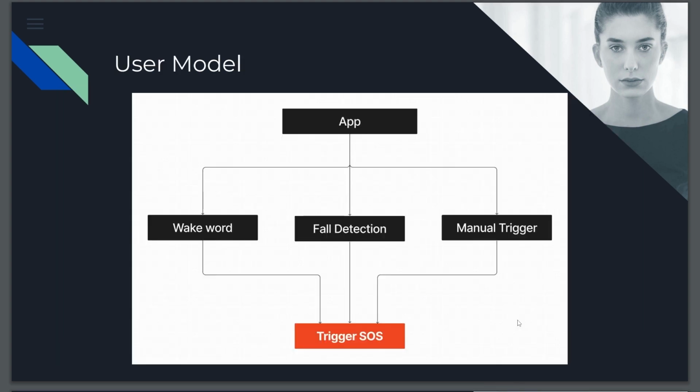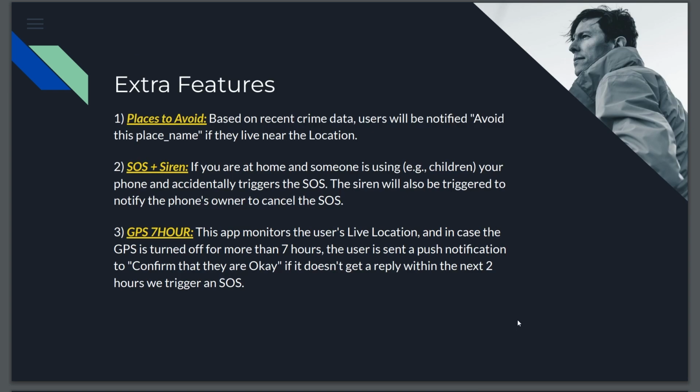Next is the user model. It is simple. We have three components: wake word, fall detection, and manual trigger. You can also manually go in your app and trigger the SOS.